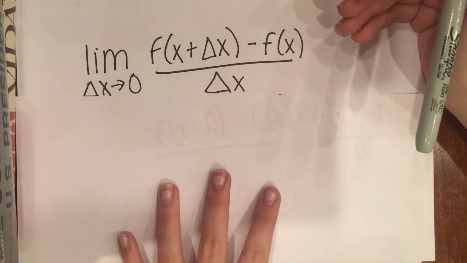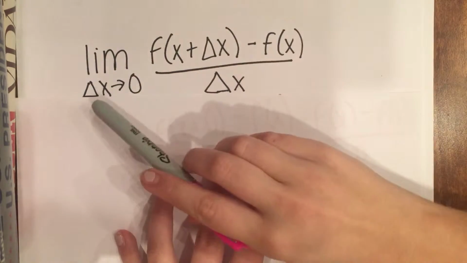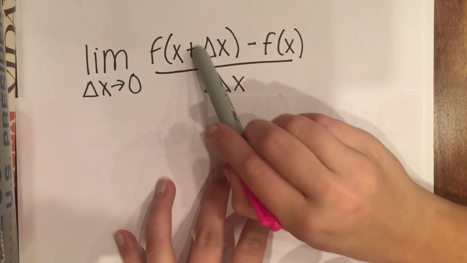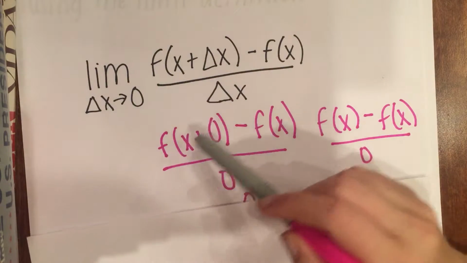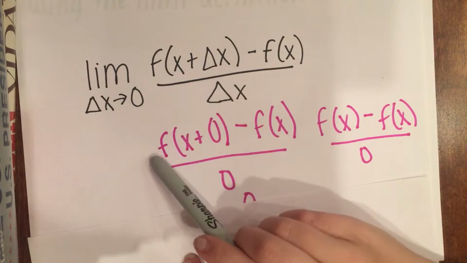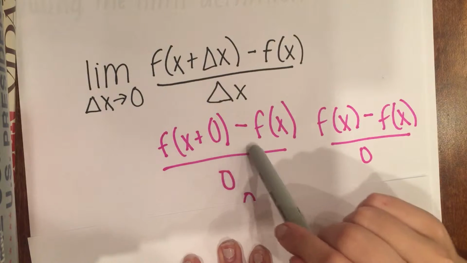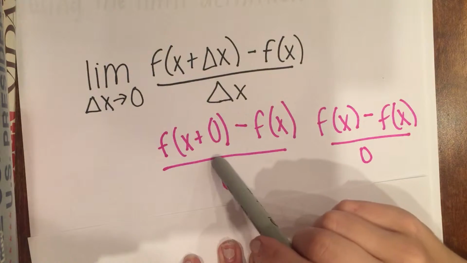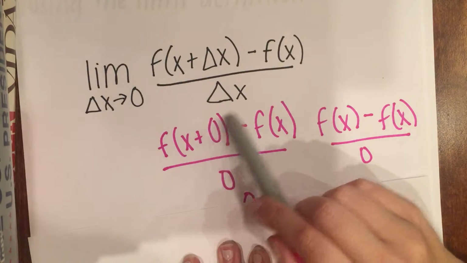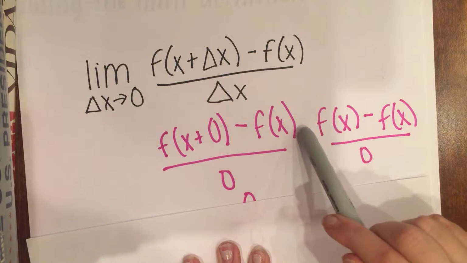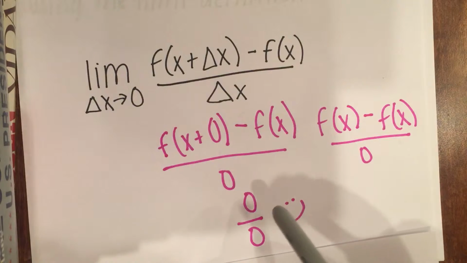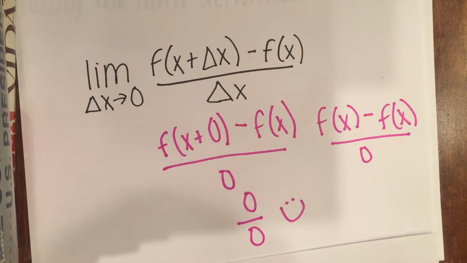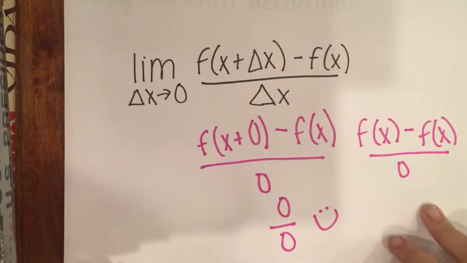So the way that I'll show you that we can do that for this is by actually plugging in 0 for delta x in every part of this equation. So first, we plug in 0 here, and we get f of x plus 0 minus f of x, all over 0. Now, f of x plus 0 is the same thing as writing f of x. So then these two cancel, and you get 0 over 0, which is a happy face because it means that you can somehow manipulate the problem to get the actual limit.